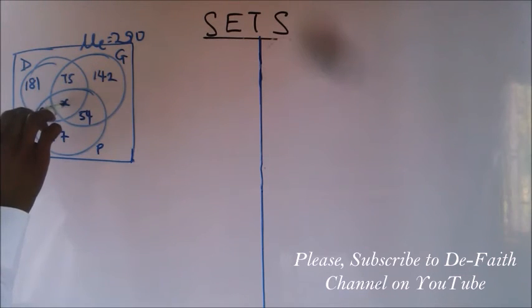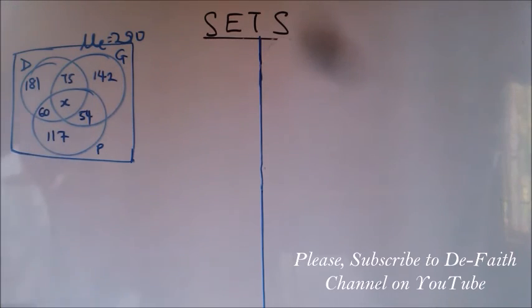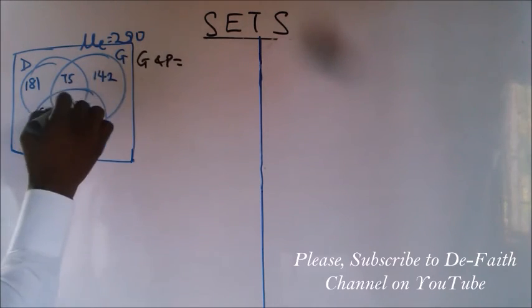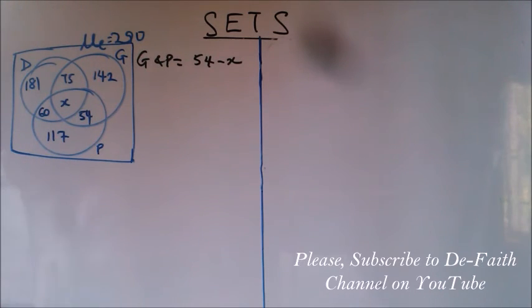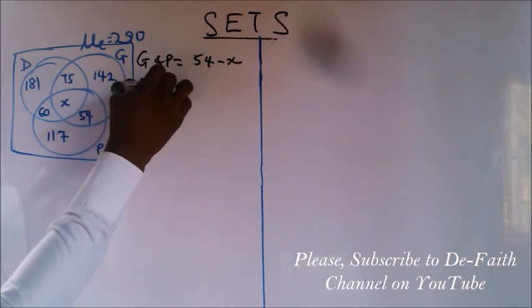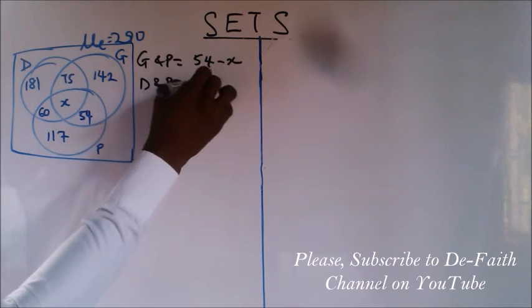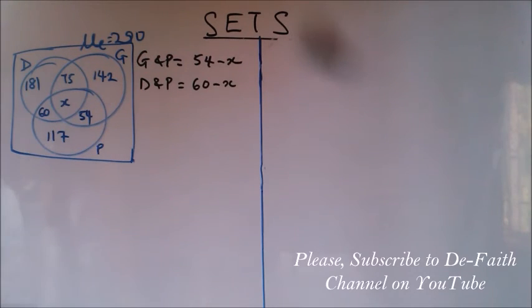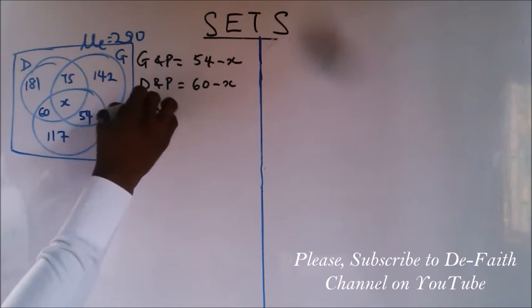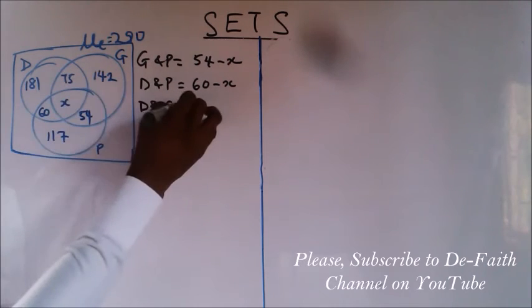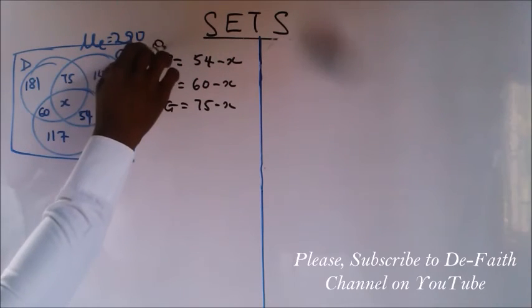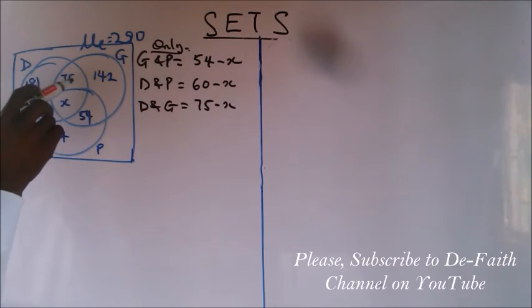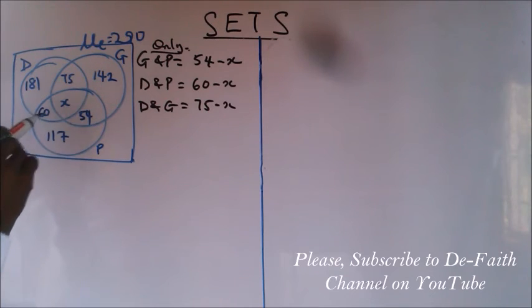First, this X is being shared among all of this. And so to get those that read only Guardian and Punch, that would give 54 minus X. To get those that read only Daily Times and Punch, we have 60 minus X. To get those that read only Daily Times and Guardian, we have 75 minus X, which is this. So don't forget, these are for only. So this is 75 minus X, 54 minus X, 60 minus X.